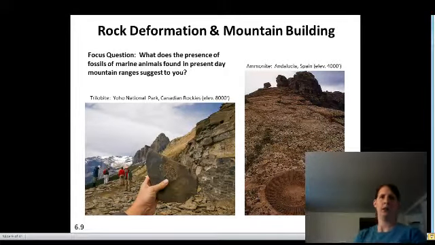So what does the presence of fossil marine life found on present-day mountain ranges suggest to you? For instance, in the Canadian Rockies, there are trilobites found up in the high mountain ranges. Ammonites are found in Andalusia in Spain, at an elevation of approximately 4,000 feet. These are sea life. What would they be doing up on top of a mountain range?